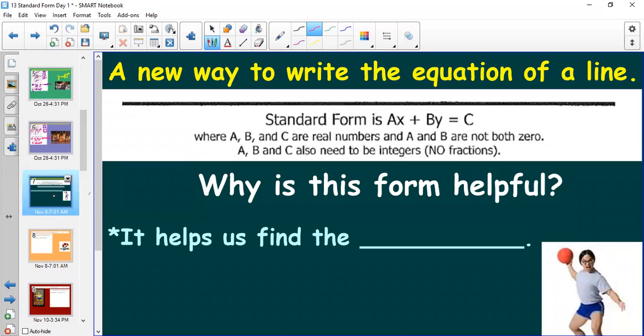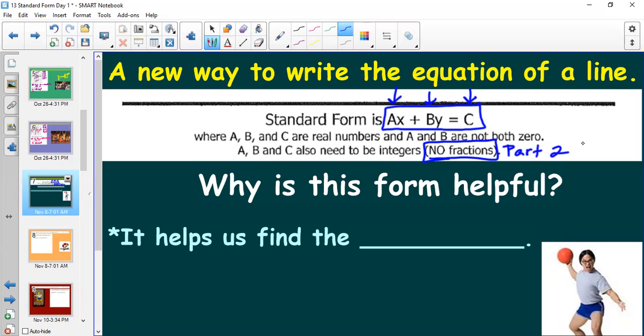standard form. Standard form has to look like this. This is standard form of a line. It is ax plus by equals c. Now, a, b, and c just represent any integers. But notice a, b, and c cannot be fractions. And that's where it gets tricky. So that is going to be part 2 after the commercial break.